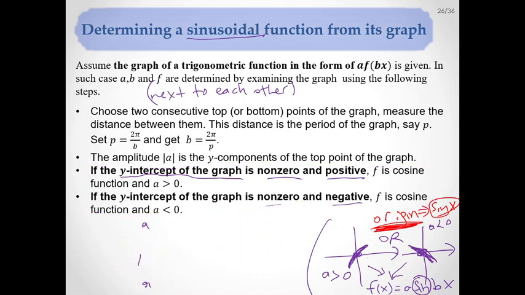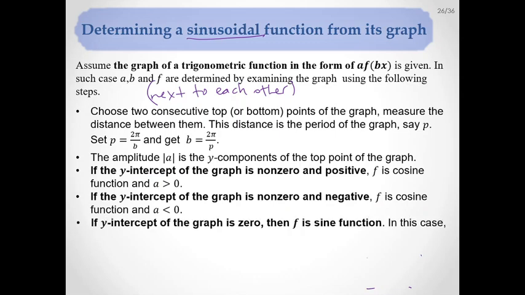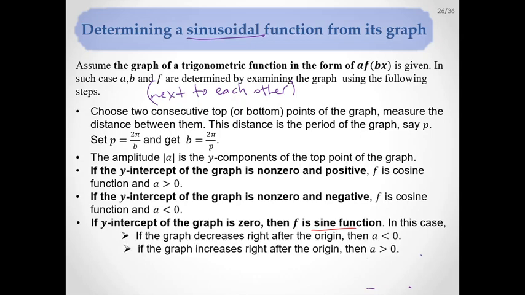So these are the two important things you have to know. Stop the video and draw it somewhere. Now the next thing is about the sine function.